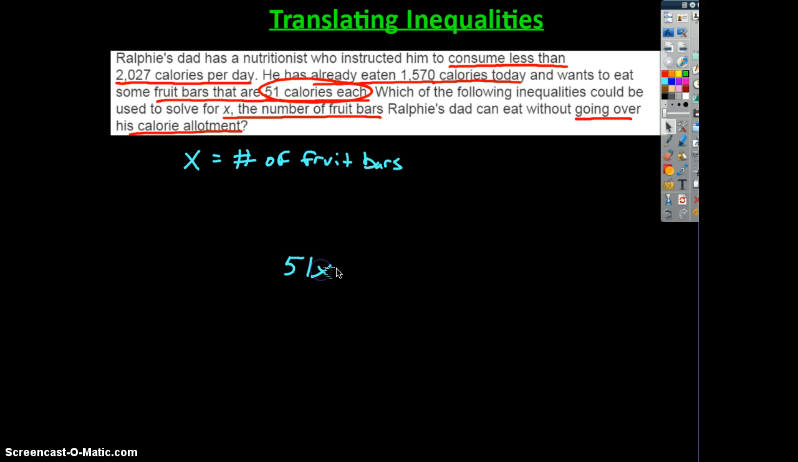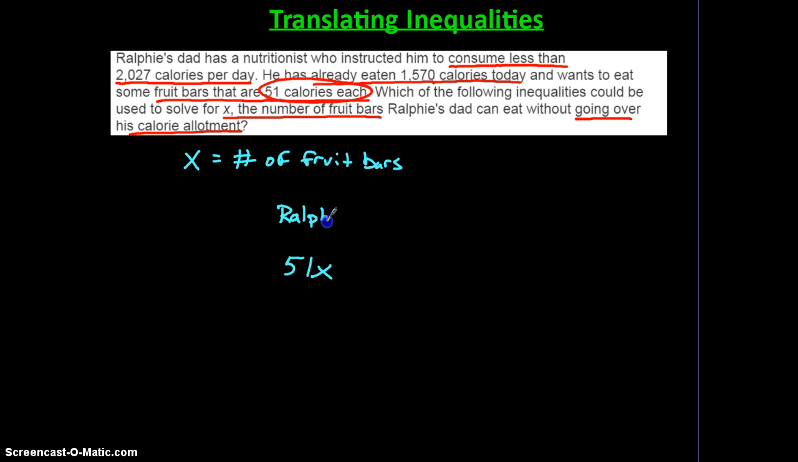Okay? Now, here again, I'm going to drop this down. Drop down my 51x, because now I'm going to define what's on both sides of this inequality. Well, one side is what Ralphie's father can eat. So this is his eating over here. It really is Ralphie's father's diet. And then on the other side are the total calories. And we already know what the total calories are. The total calories in this case are 2,027 calories.